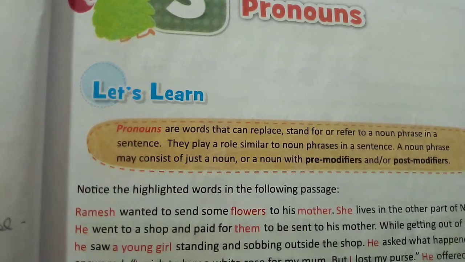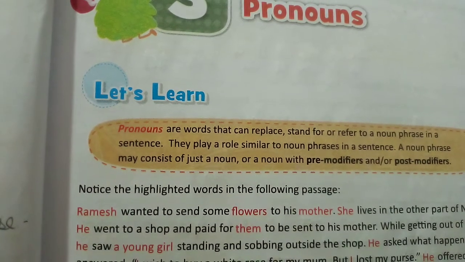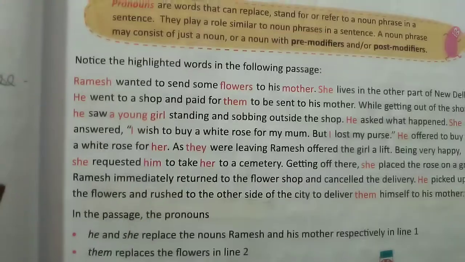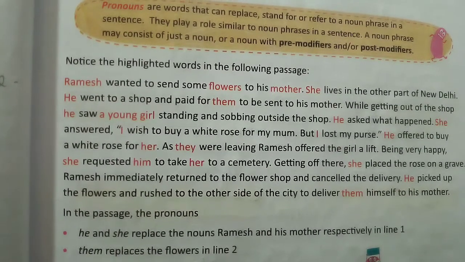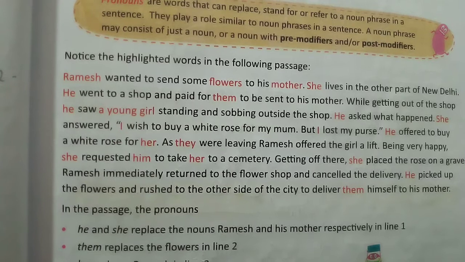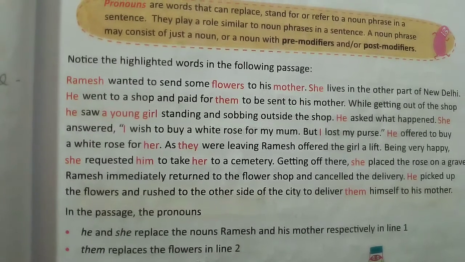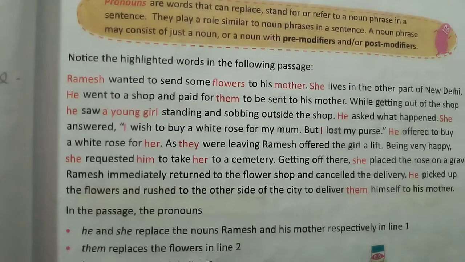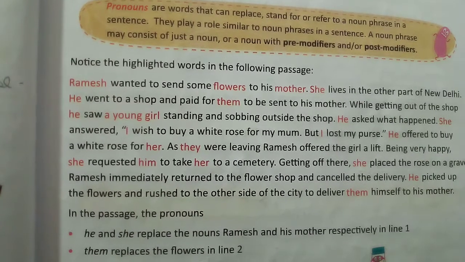A noun phrase may consist of just a noun with a pre-modifier or a post-modifier. Now, notice the highlighted words. As you can see, Ramesh wanted to send some flowers to his mother. She lives in the other part. Instead of using the word mother again in the same paragraph, the noun mother has been replaced by she.